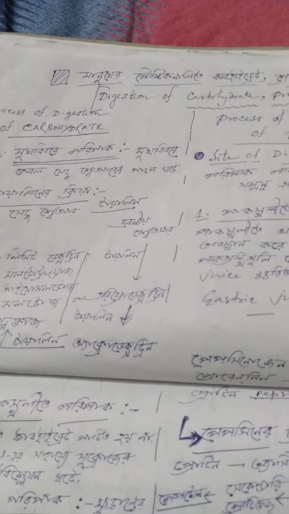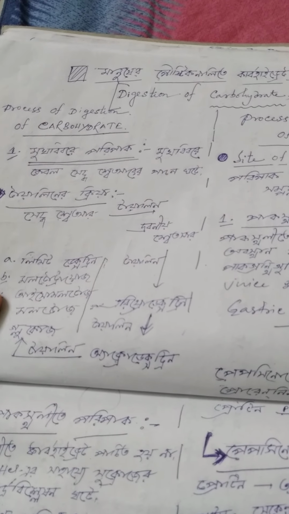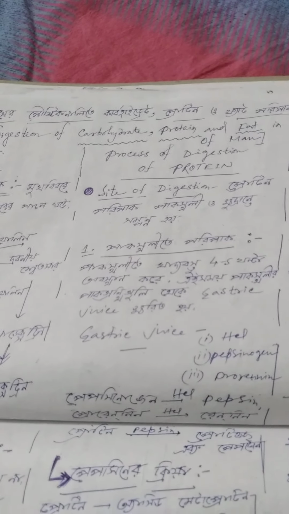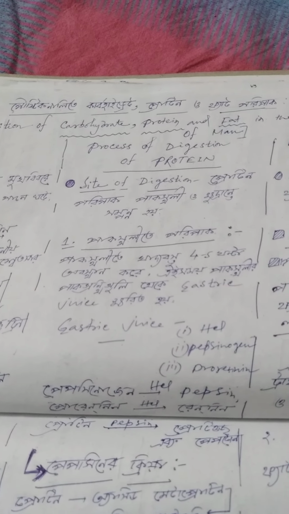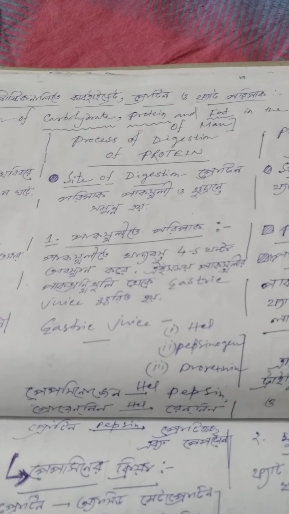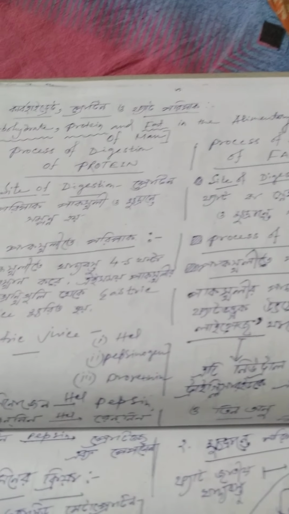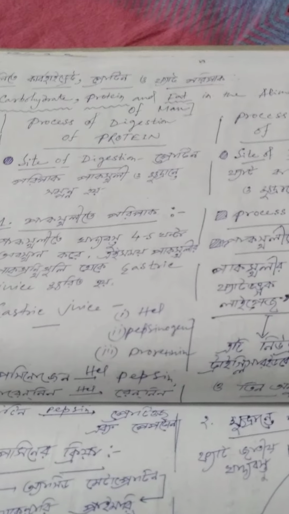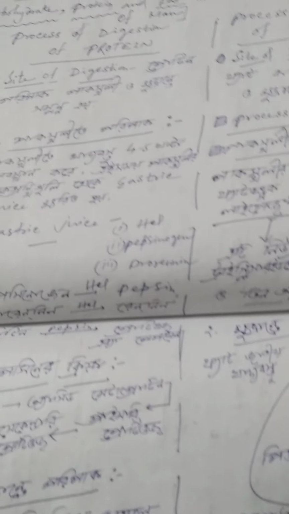And if we go through the different digestive systems, we know only carbohydrate digestion occurs in the mouth, but due to the absence of proteolytic enzymes in the saliva, protein digestion as well as fat digestion do not occur in the mouth. Only protein digestion and fat digestion occur in the stomach and small intestine.